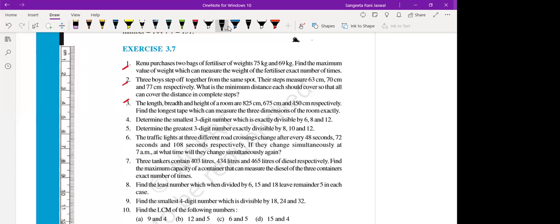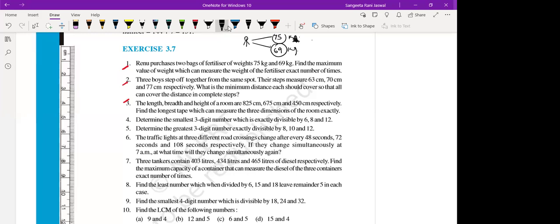So Harshit, try to understand why we are taking HCF. That's the main logic. Once you know what to do, then you can quickly do it. Now see here, understand the question. Renu purchases two bags. One person, this is Renu. She purchased two bags in which one bag has 75 kg fertilizer and the other bag has 69 kg fertilizer.